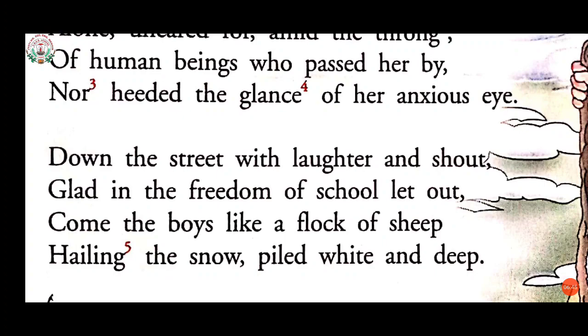Now, in the first two lines, the poet is expressing happiness. When the boys are coming out from the school, they were laughing and shouting like you people do. When you come out from the school, the boys were in the same way, they were also enjoying and coming like a flock of sheep. It means that they were coming in a group.